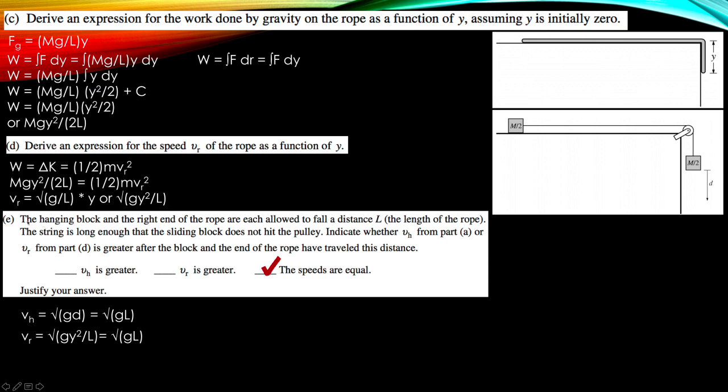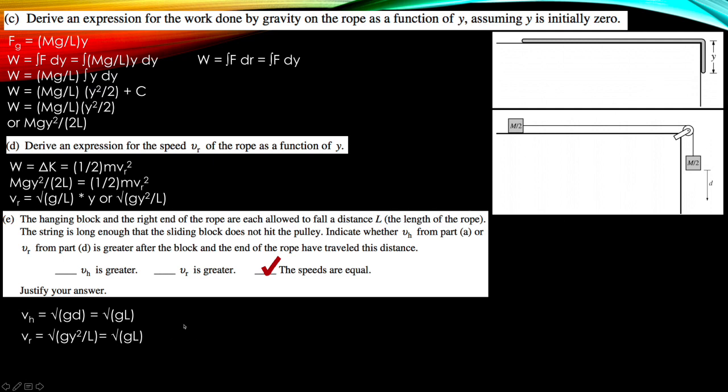The hanging block and the right end of the rope are each allowed to fall a distance L, which is the length of the rope. So the string is long enough that the sliding block does not hit the pulley. Indicate whether v_H from part A or v_R from part D is greater after the block and the end of the rope have traveled this distance. So now we're looking at both of these situations, which is why I have these pictures here. We're looking at this thing falling, and this one's also falling down. So which speed is greater after distance L?